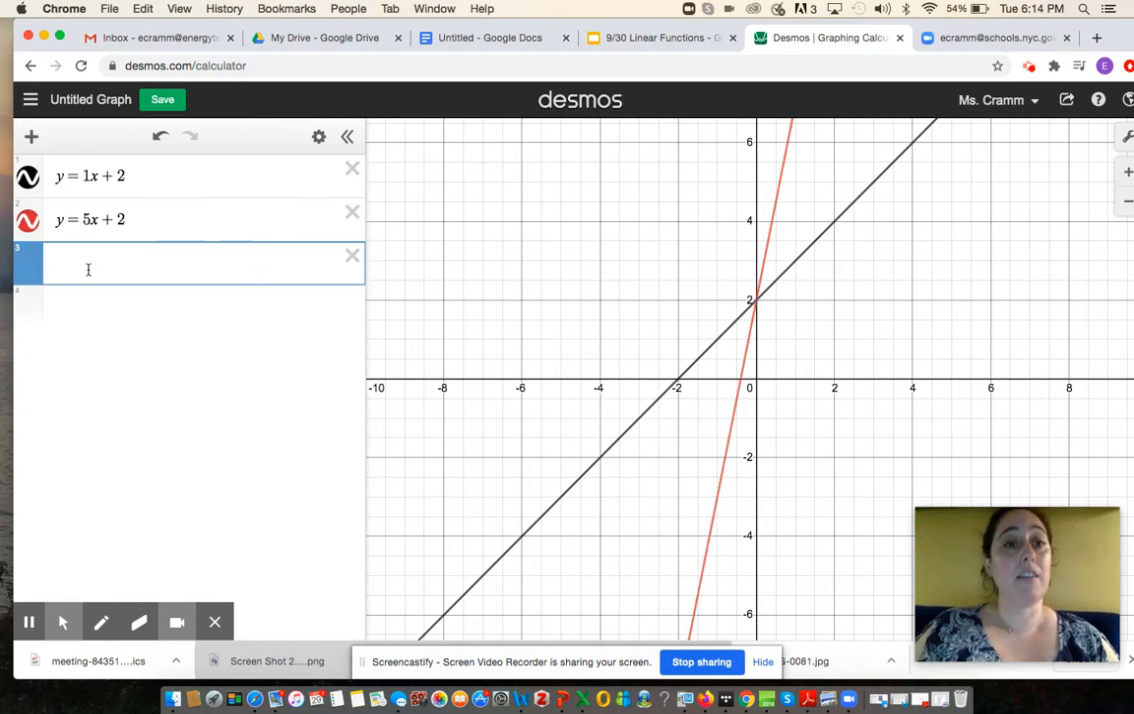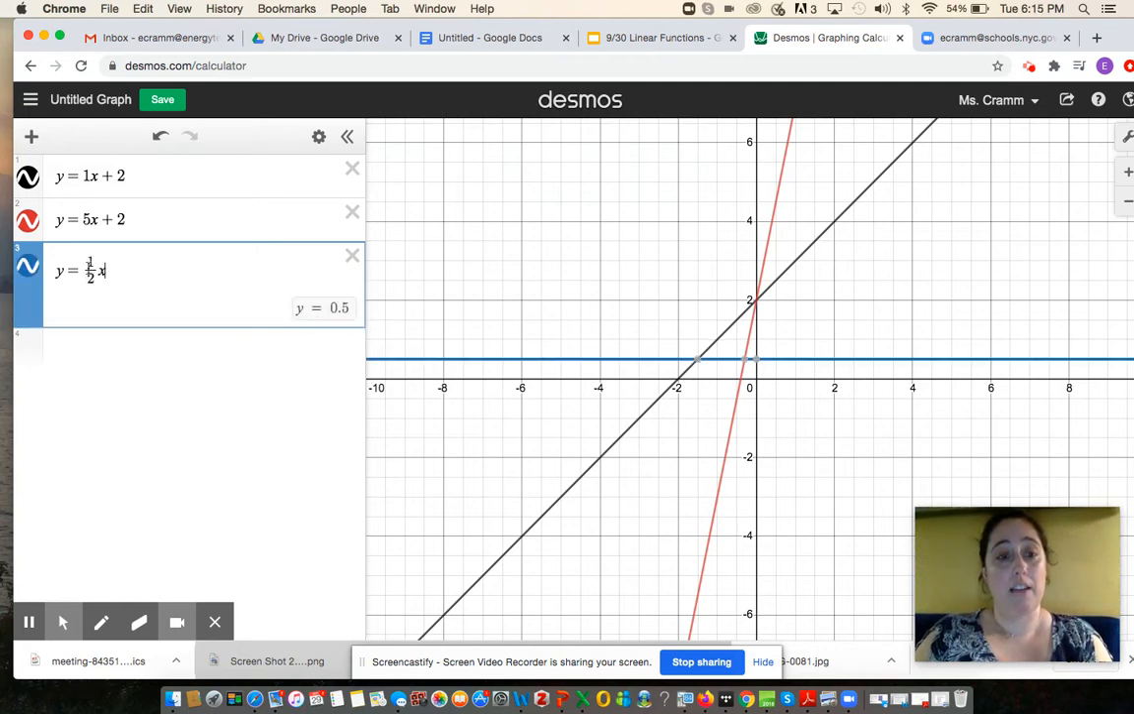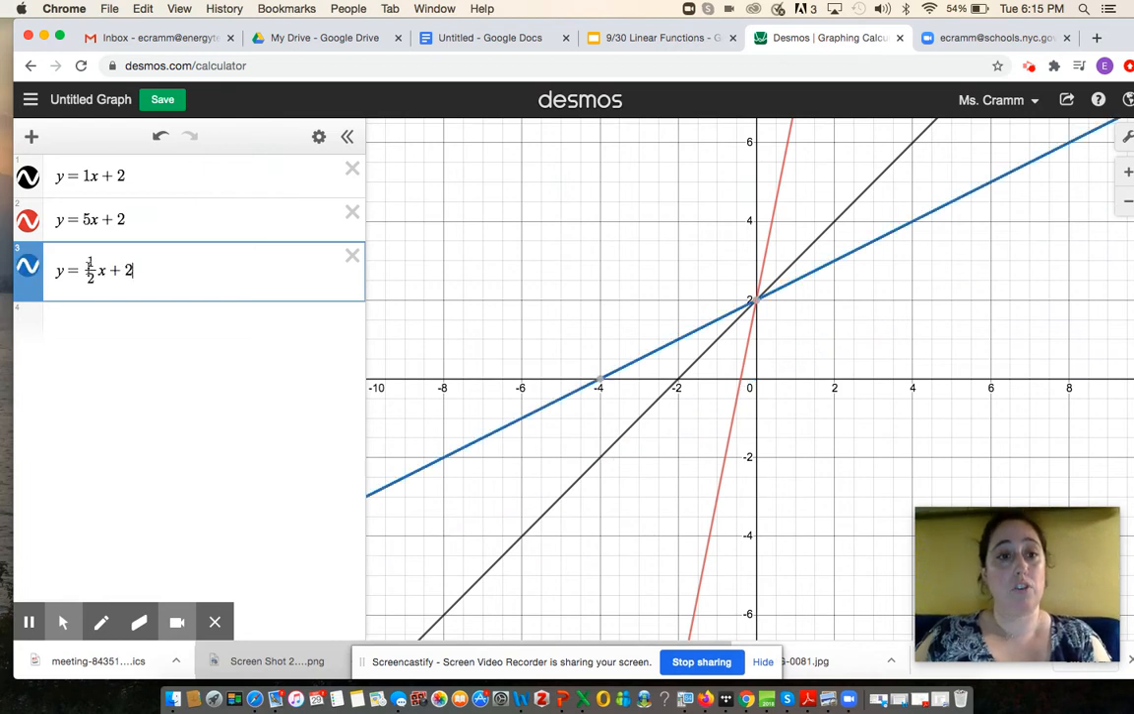All right, now let's see what happens when I make the slope smaller. Let's say half. y equals 1/2 x plus 2. Now we get a blue line. And you notice I have the same y-intercept, so it still goes through the y-axis at 2. But this blue line, that would be a little bit easier to walk. It's not quite so steep.